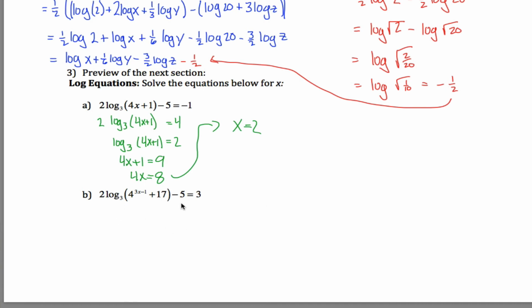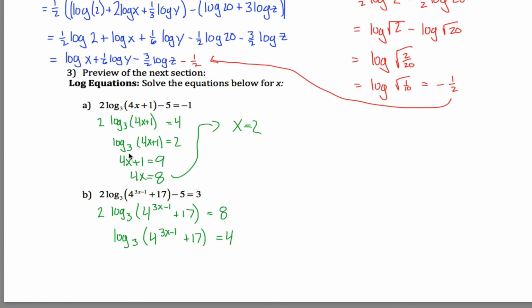Last problem, similar. I got an x, it's just hidden inside a whole bunch of junk. If I can deal with it, add 5 to both sides. 2 log base 3 of something, 4 to the 3x minus 1 plus 17 equals 8. If I add 5 to both sides, now take care of this too. Divide both sides by 2. Log base 3 of all that junk, 4 to the 3x minus 1 power plus 17 equals 4.